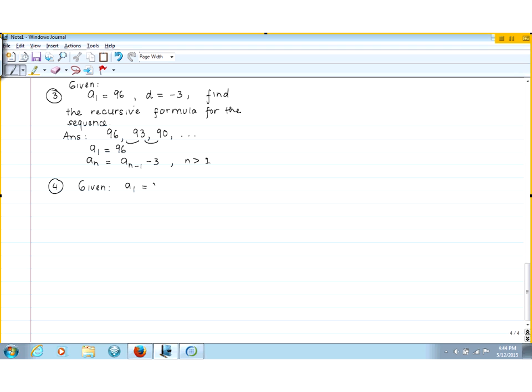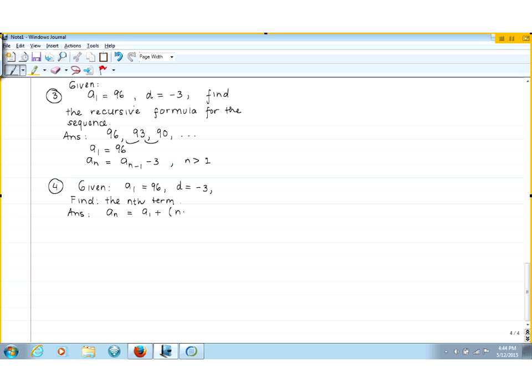Now number 4, same problem. So given A1 is equal to 96 and B is equal to -3, we want to find the nth term. So this is a little bit different problem. So we need to find AN.